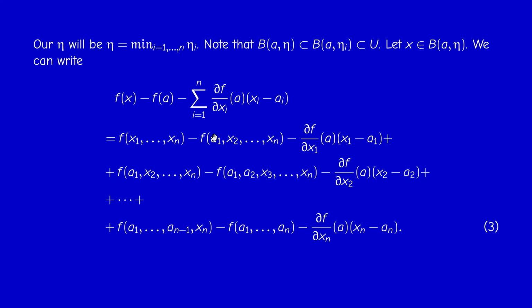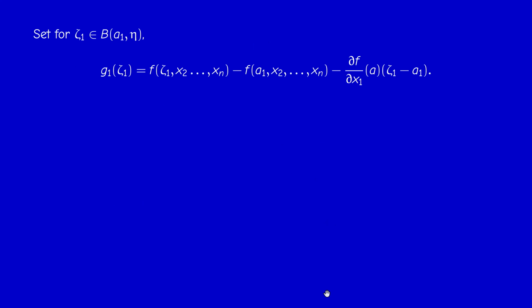So the target is to prove that each line is small enough with respect to xi minus ai. And then I apply the triangle inequality. So the norm of this is less than the norm of the first line plus the norm of the second line plus etc. plus the norm of the last line. Okay. Now, so let us start with the first line.